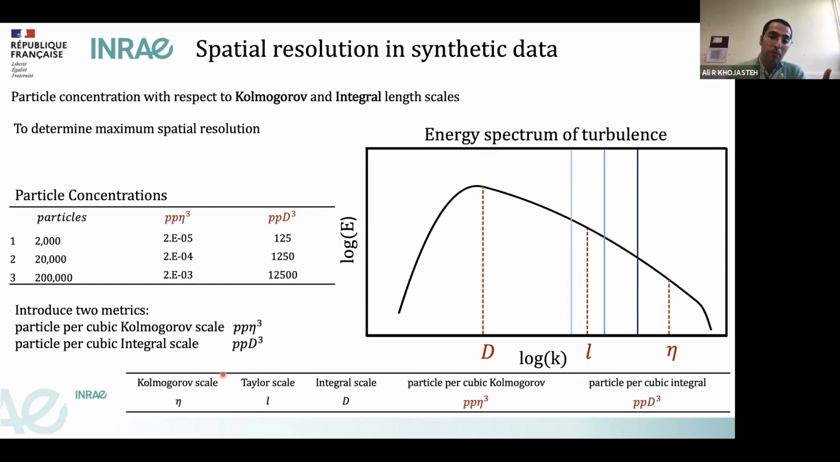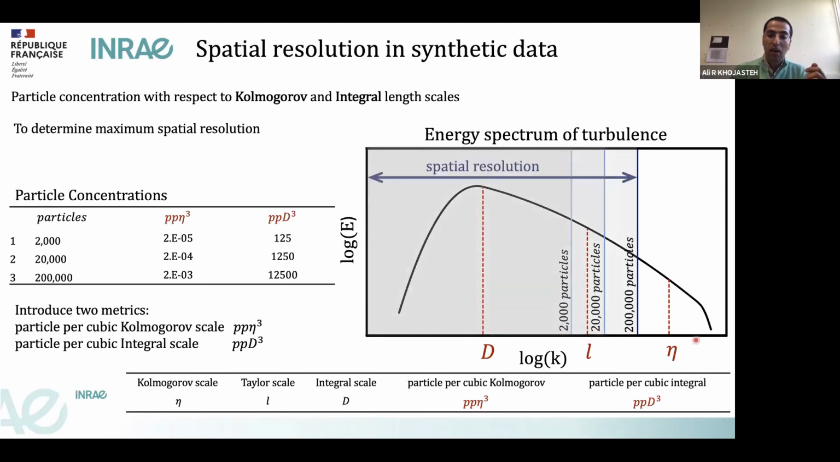It's mostly the computer vision aspect. But when you talk about turbulence, especially in the volumetric case, you do need to come up with two metrics, which we call particles per cubic Kolmogorov scale and particles per cubic integral scale. So now I can see, if I have 2000 particles, what resolution I can resolve. I can resolve the integral scale, but I'm very close to the Taylor scales. If you add 20,000 particles, you can resolve the Taylor scale, but you are away from the Kolmogorov scale. This is for Reynolds 3900, specifically for my case, so it can change for different cases.